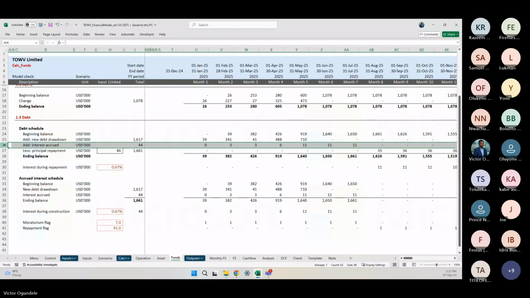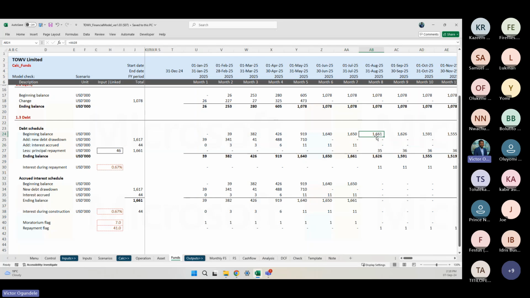Because it has been accrued, it was not expensed. Which means this amount of accrued interest has actually increased our debt balance at that particular period. So the next thing we now need to do is, by the time we are repaying it back, we need to capitalize it and depreciate it.